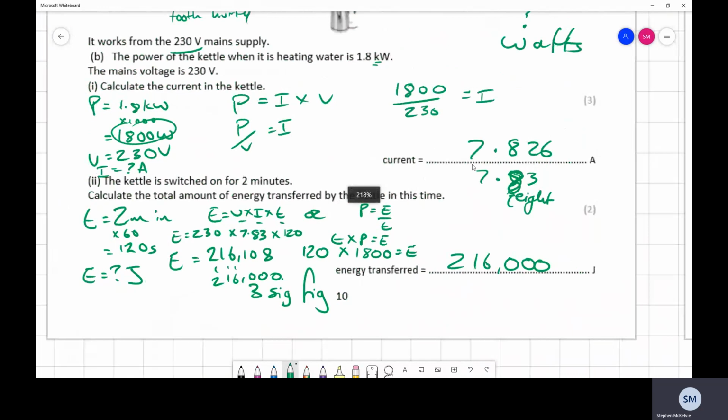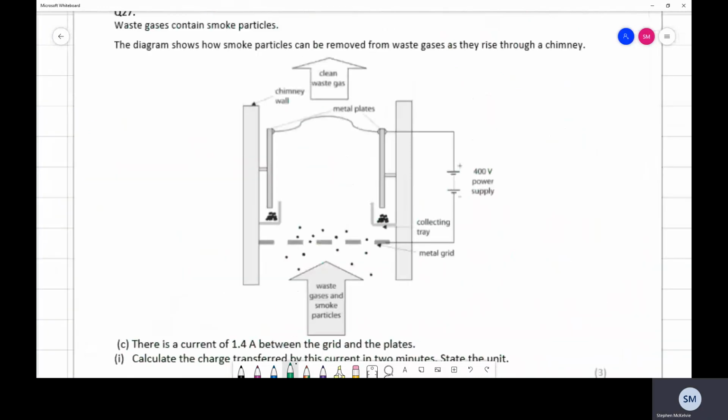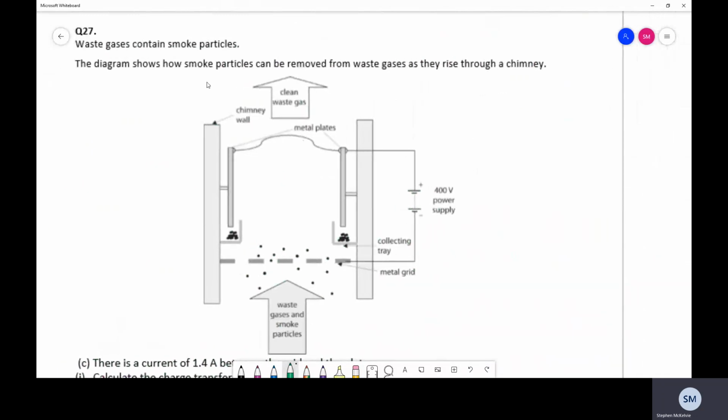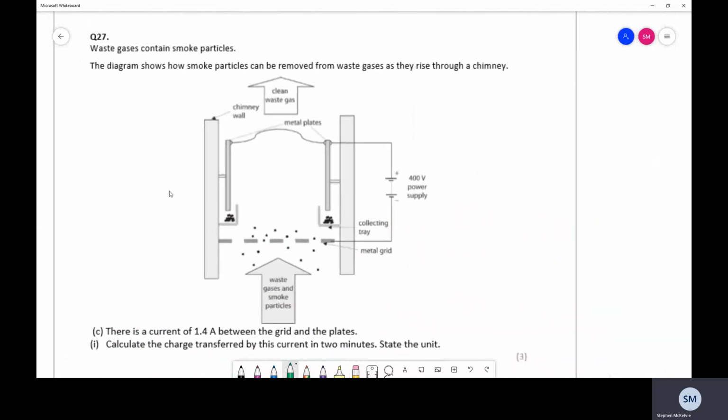Ooh, what's this? Waste gas contains smoke particles. The diagram shows how smoke particles can be removed from waste gases as they rise through a chimney. That's cool. Chimney wall, metal plates. Why have we got metal plates? Look at that, a 400 volt power supply and a metal grid.